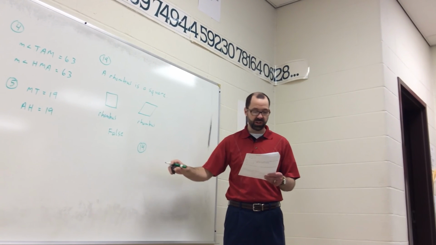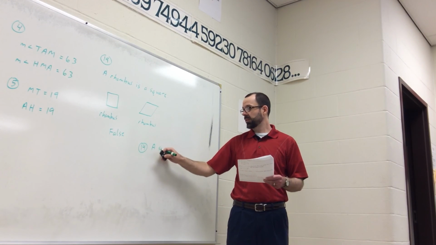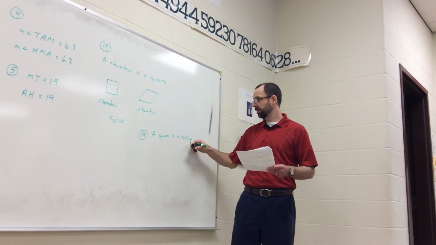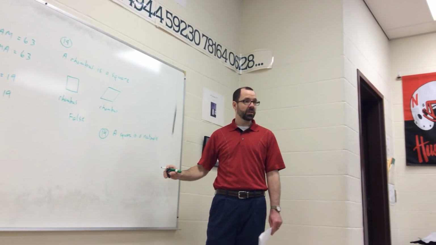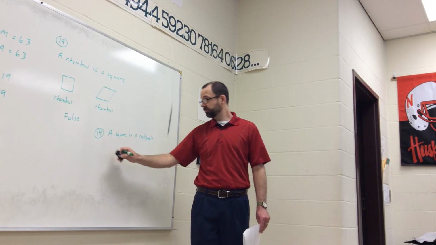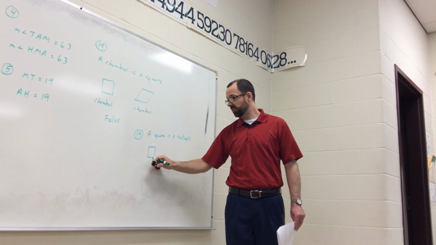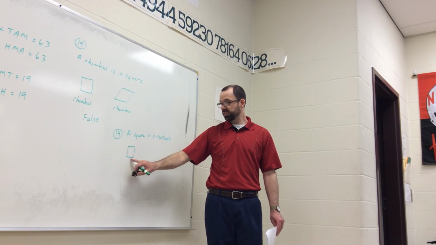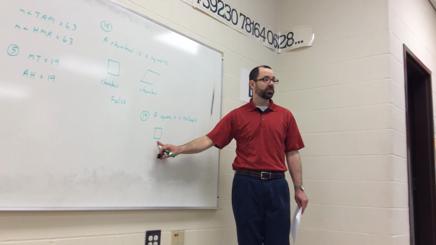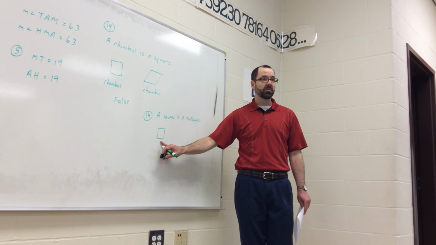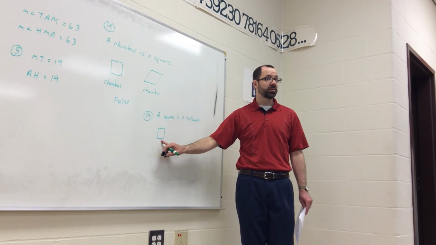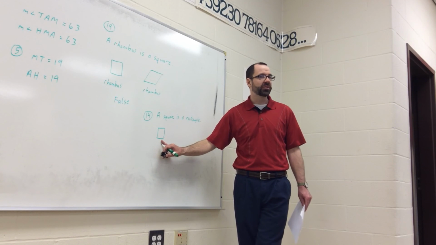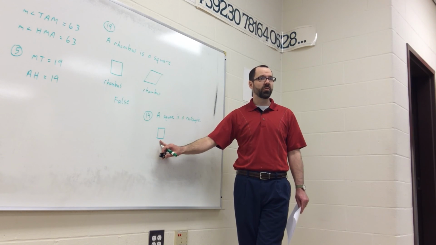All right, now we're going to go back to number 14. Number 14 says a square is a rectangle. So I'm going to draw a square because that's the subject of the sentence this time. Is this square a rectangle? Yes, it is. Why is it a rectangle? Because it has four right angles. To be a rectangle, you got to have four right angles. So this square is a rectangle because it has four right angles.